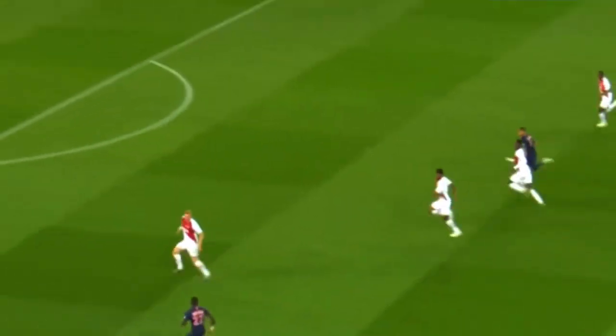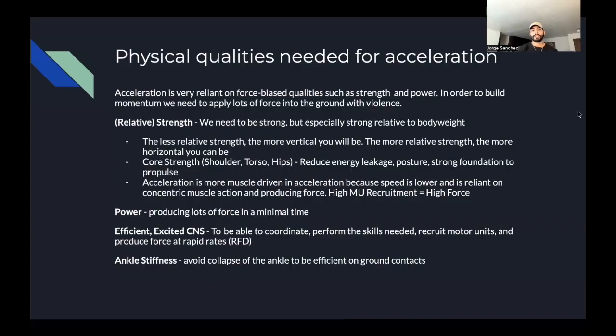So let's dive a little bit deeper by discussing what physical qualities you need to thrive in acceleration and what we need to train to improve through acceleration. So as mentioned, acceleration is very reliant on force-biased qualities, such as strength and power. We spend more time on the ground early in acceleration to build speed. So we have more time to produce larger amounts of force early in acceleration to gain momentum. So talking about physical qualities, first, you need to be very strong.